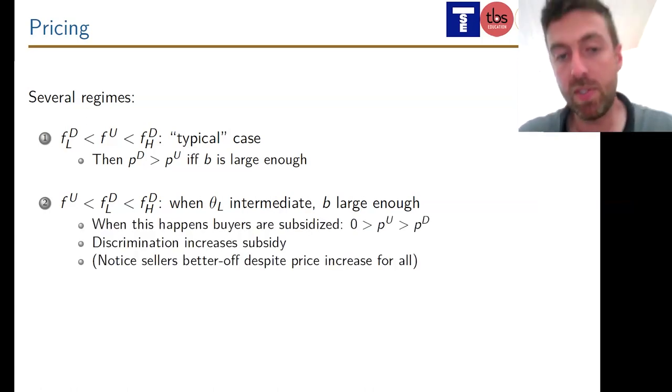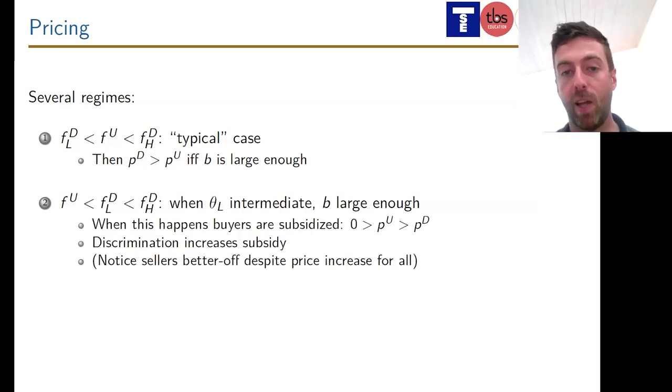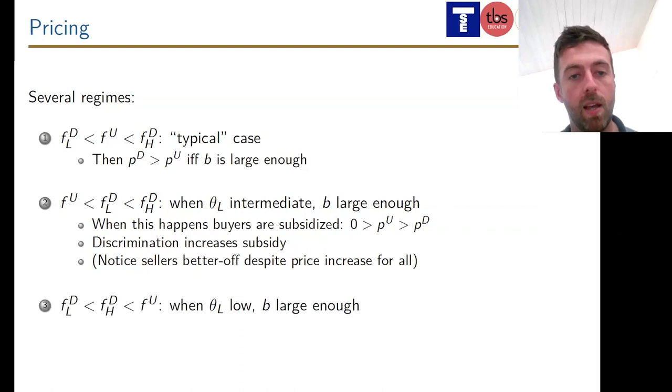So when this happens, we find that buyers are subsidized both under uniform pricing or price discrimination. And so in that case, discrimination is going to lead the platform to increase the subsidy to buyers. And notice that an interesting result is that wholesalers pay a higher price, and yet they are better off, right? Because of the increased participation result.